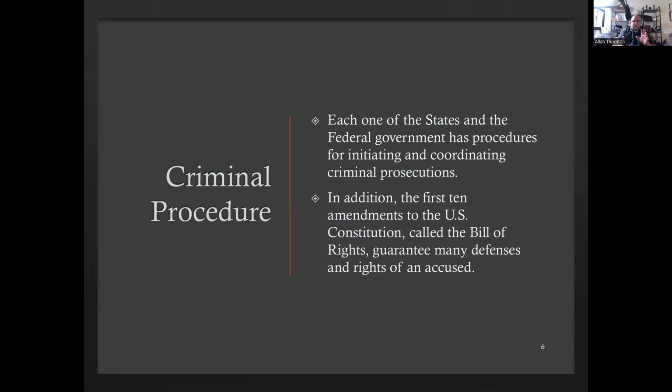Those are part of how the prosecutions are set up in a lot of different states. The federal government does something similar.